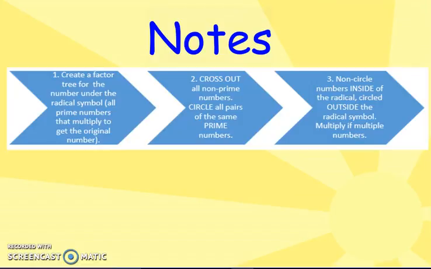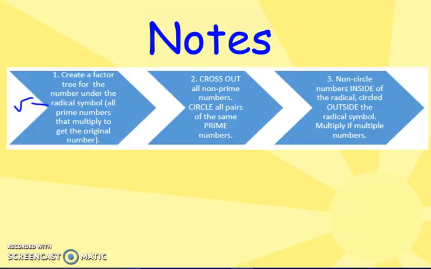Now, for our steps, the first step is to create a factor tree for the number underneath the radical symbol. In this case, our radical symbol is the square root sign. And for those of you who don't remember a factor tree, it's all the prime numbers that multiply to get the original number. Step 2, we're going to cross out all the non-prime numbers. So any number that we could keep breaking down, we're going to cross it out. Then we're going to circle all the pairs.